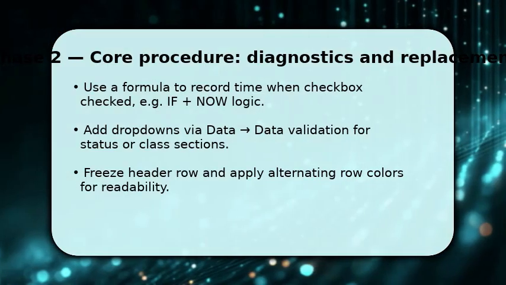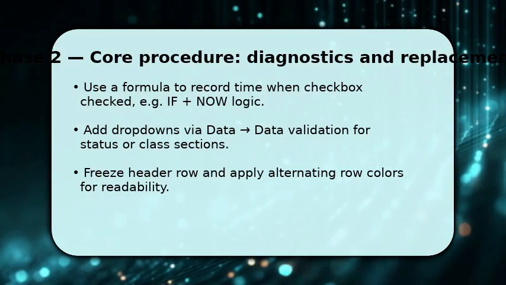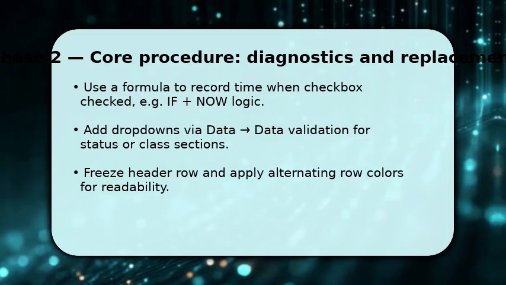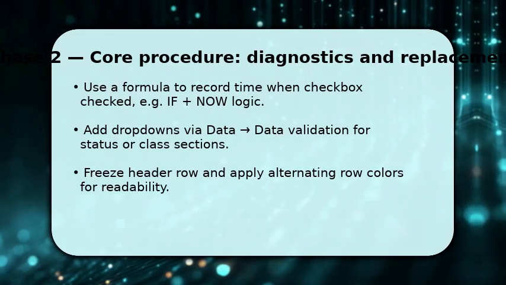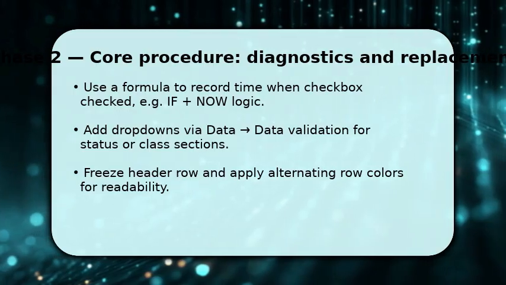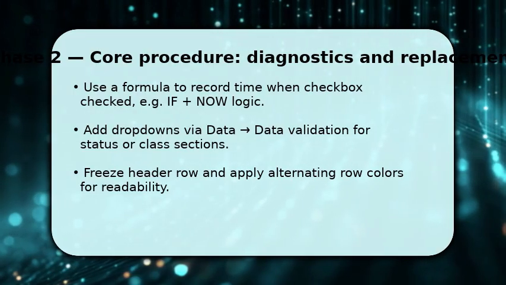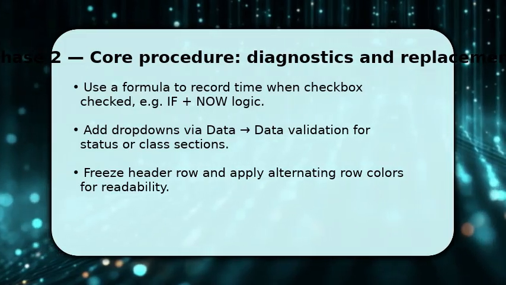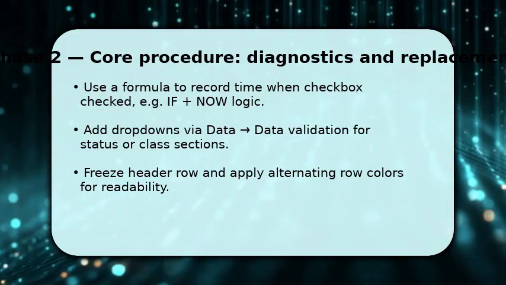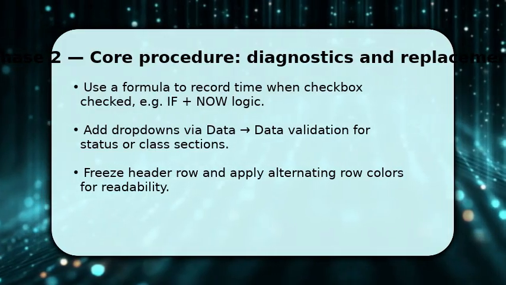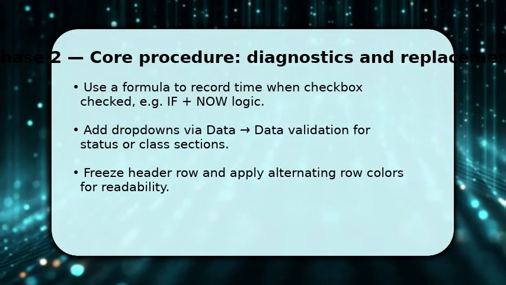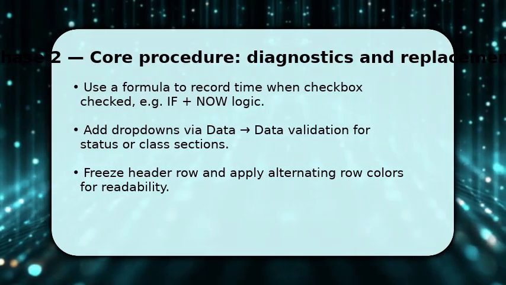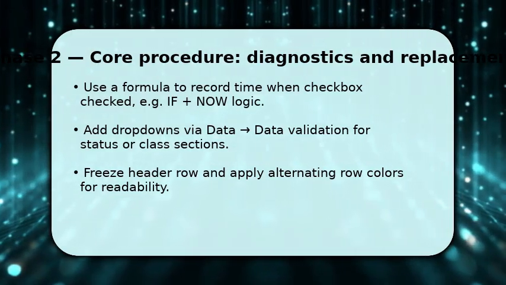Once your layout exists, make entry faster and more reliable. Use a time capture formula in the time column, for example, an IF formula that writes NOW when present is true, ensuring you keep a timestamp. Also add data validation dropdowns for class, status, or period to avoid typos. Freeze the header row so you can scroll student lists, and apply alternating row colors to scan attendance quickly. These steps reduce errors and let you take attendance on the move with fewer taps.